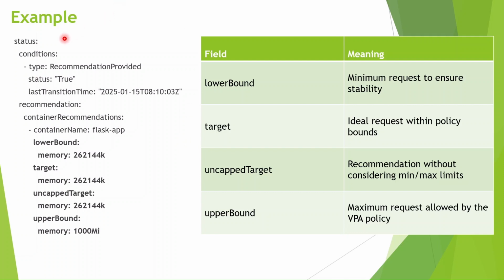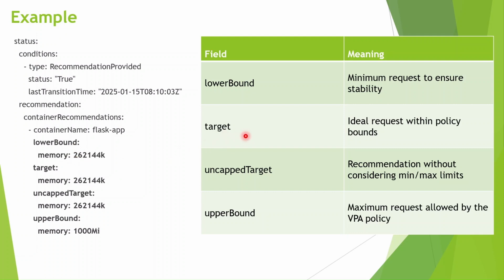When you enable the VPA, it will provide a recommendation, like you can see the recommendation provided. The recommendation part will give something like this: lower bound, target, uncapped target, and upper bound. So let's see what these options are. Lower bound means the minimum request to ensure stability. So this is the minimum you need to run your pod.